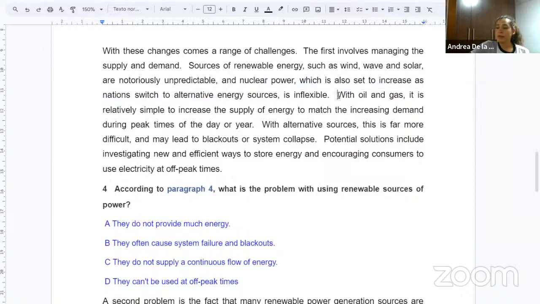Then they talk about oil and gas, so you don't have to read this sentence. It says with oil and gas, it is relatively simple to increase the supply to match the increase in demand. With alternative sources, this is far more difficult, and it may lead to blackouts or system collapse. So the problem of alternative sources is that they may lead to blackouts and system collapse. But they're asking about renewable sources of power, so you shouldn't be reading this sentence either. The only thing that you should read is this: sources of renewable energy are unpredictable.